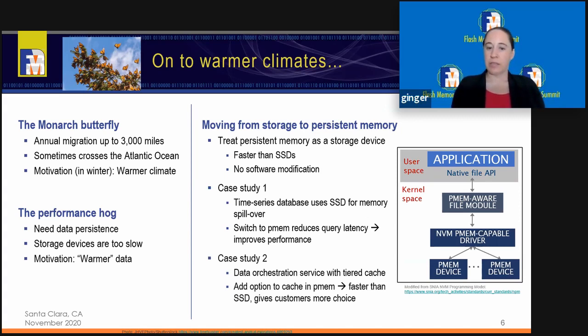Another case study is a data orchestration service that has a tiered cache. So they have the option to store cache data in DRAM and SSDs. And when they added the option to cache in persistent memory, this gave their customers more choice, which is great. And this tier is faster than SSD. So again, it comes down to better performance.